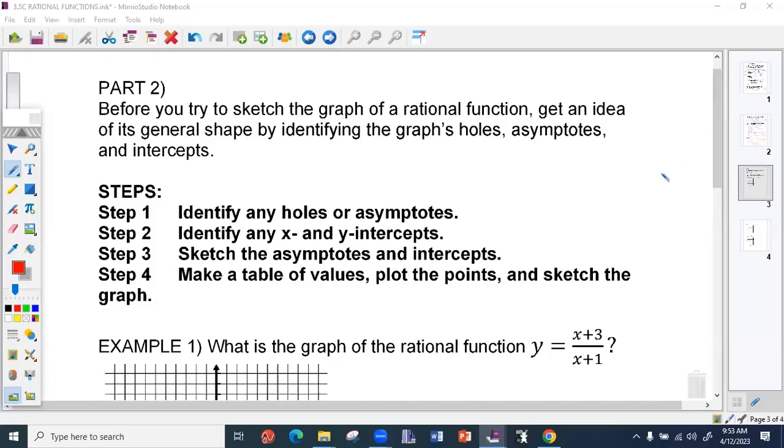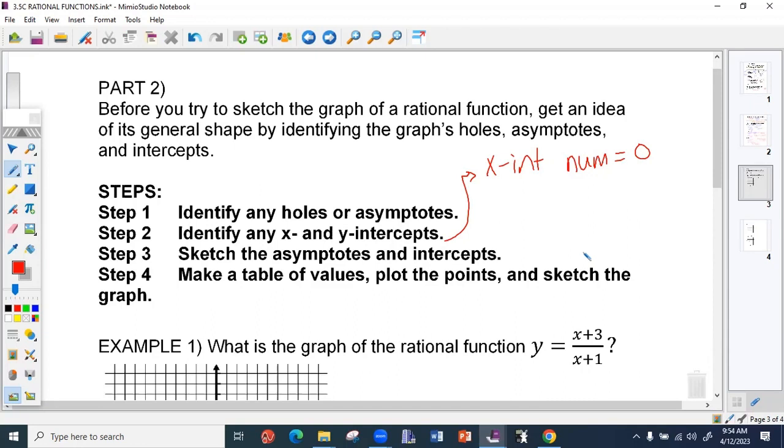All right. So for part 2 of our notes for 3.5C, it is now putting it all together. So we broke down and took our time to practice identifying holes and asymptotes. That is its own step in part 2. What's new here is identifying your x and y intercepts. So to find your x-intercept, you're gonna take the factors of your numerator and set it equal to 0. That's how we find our x-intercepts.